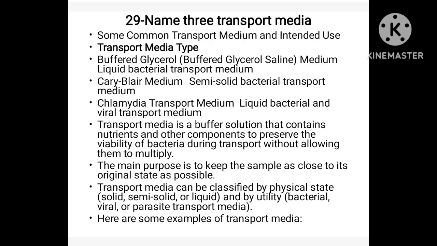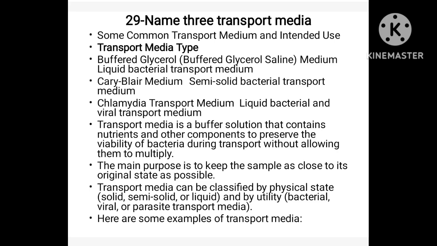Number 29. Name 3 transport media. Buffered glycerol saline medium, liquid bacterial transport medium, Ballard medium, semi-solid bacterial transport medium, chlamydia transport medium, liquid bacterial and viral transport medium.